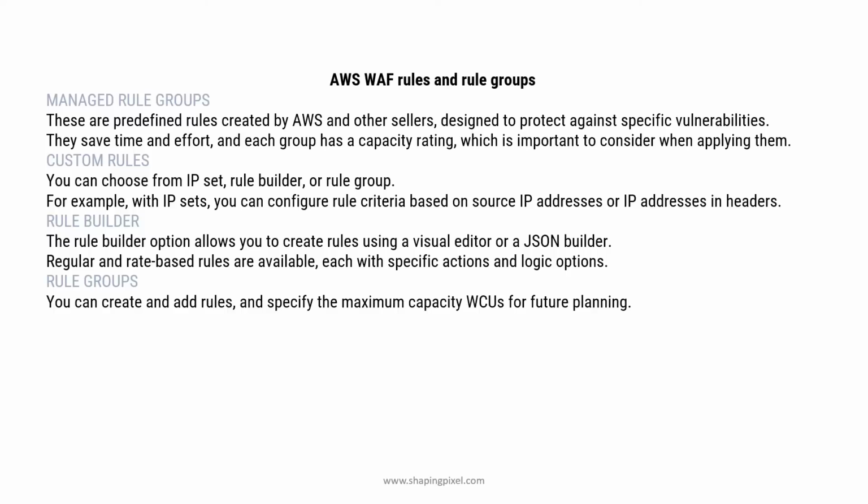Now let's talk about creating your own rules. You can choose from IP set, rule builder, or rule group. For example, with IP sets, you can configure rule criteria based on source IP addresses or IP addresses in headers. The rule builder option allows you to create rules using a visual editor or a JSON builder. Regular and rate-based rules are available, each with specific actions and logic options. Lastly, rule groups need to be built outside of your web ACL creation. You can create and add rules and specify the maximum capacity, WCUs, for future planning.